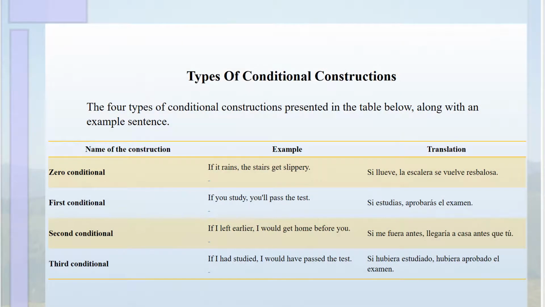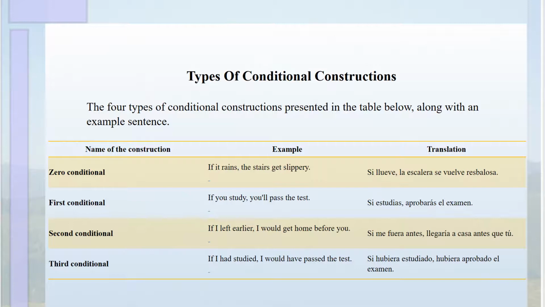Type of conditional constructions. The four types of conditional constructions are presented in the table below along with an example sentence. Name of the construction: zero conditional. For example, if it rains, the stairs get slippery. Translation: Si llueve, la escalera se vuelve resbalosa.